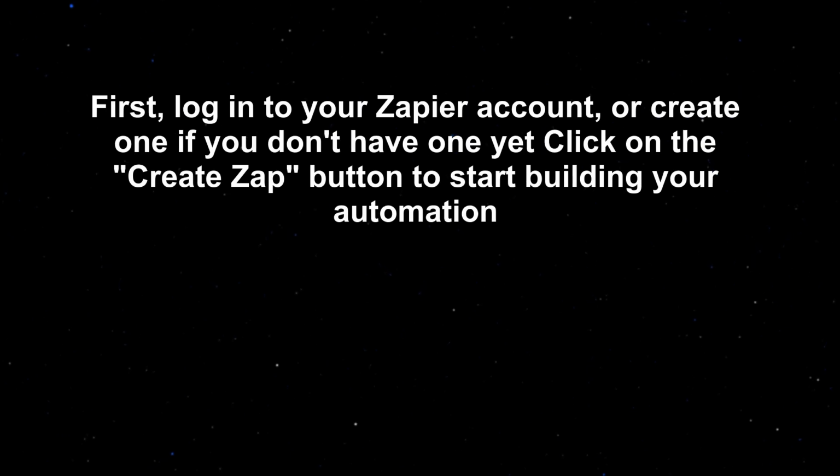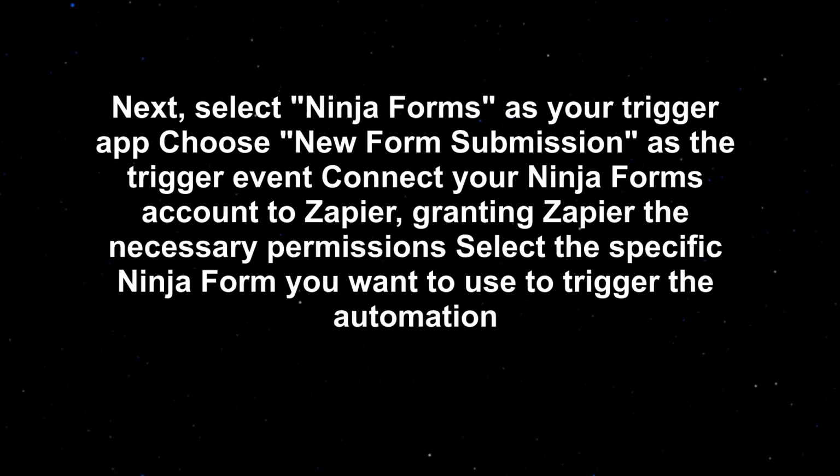First, log into your Zapier account or create one. If you don't have one yet, click on the Create Zap button to start building your automation. Next, select Ninja Forms as your trigger app and choose New Form Submission as the trigger event. Connect your Ninja Forms account to Zapier, granting Zapier the necessary permissions, then select the specific Ninja form you want to use to trigger the automation.